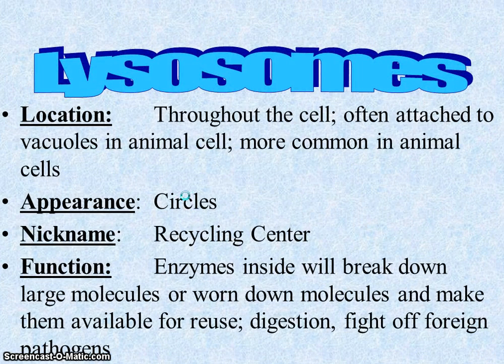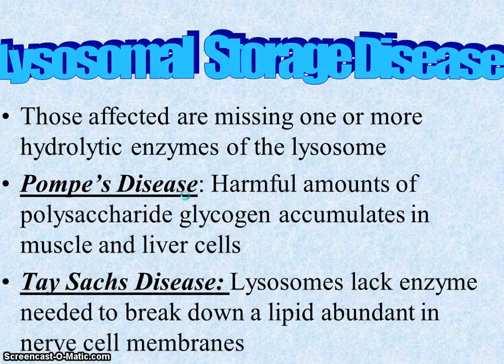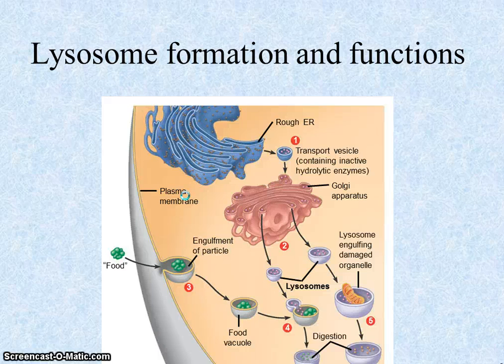Okay, lysosomes are often attached to the vacuoles in an animal cell. And this is a little bit more common in an animal cell. We call this the recycling centers because they break down big molecules or damaged or worn molecules, and they make them available for reuse. They are also important in digestion and also to fight off foreign pathogens. Okay, just to give you a little idea, if you are missing lysosomes, then there are a couple of diseases. We have Pompe's disease and we have Tay-Sachs disease. Okay, and this is just showing you the lysosomes and how they're formed and such.